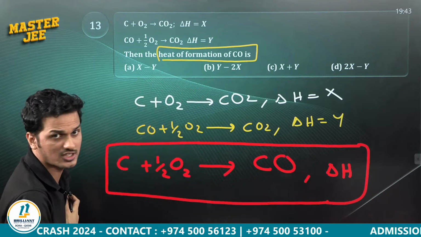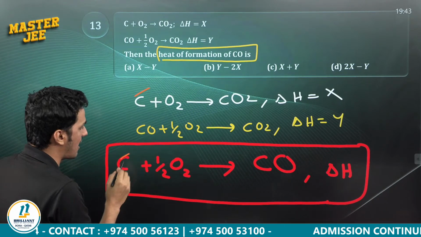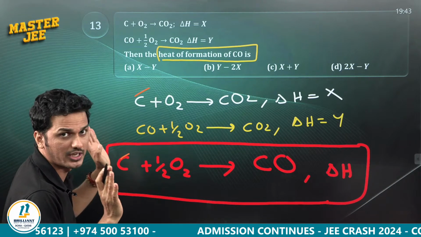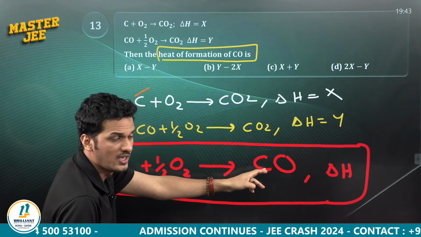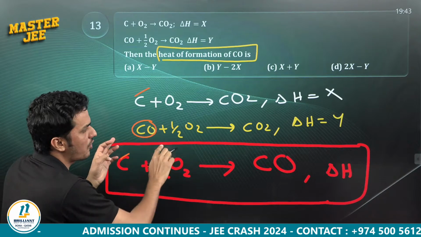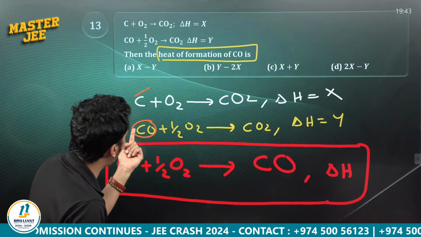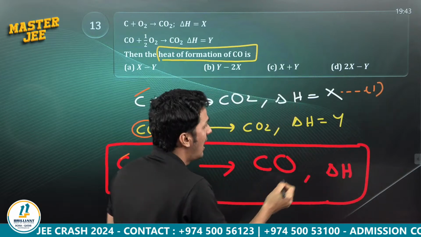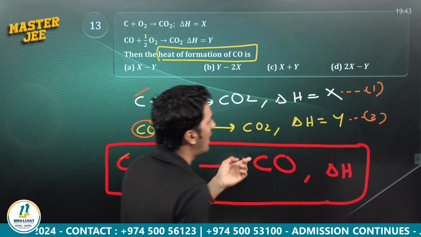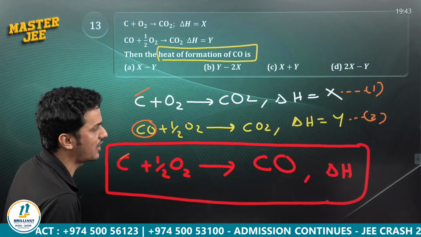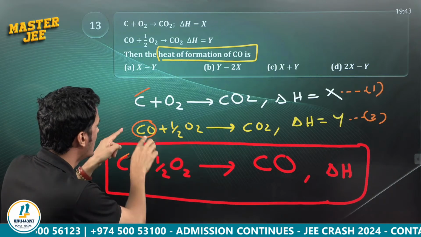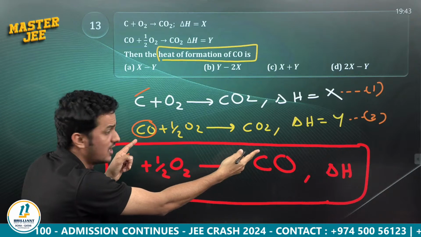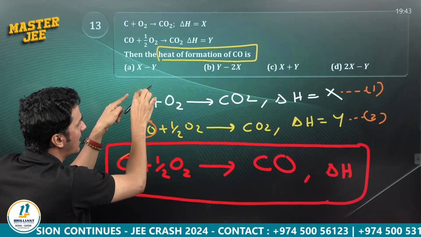Looking at the first equation, carbon is there, and we require carbon. And O2 is in both equations, so no need to bother about it. Here we require CO on the right-hand side, but CO is on the left in the second equation. So I will reverse the second equation, flip it. Product will become reactant, reactant will become product. So I am writing that equation here on the top.